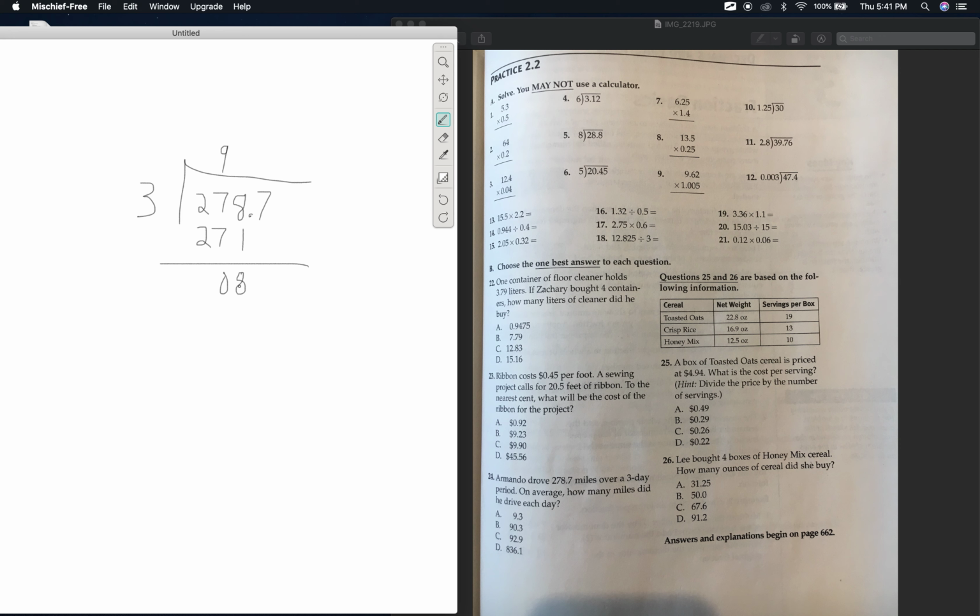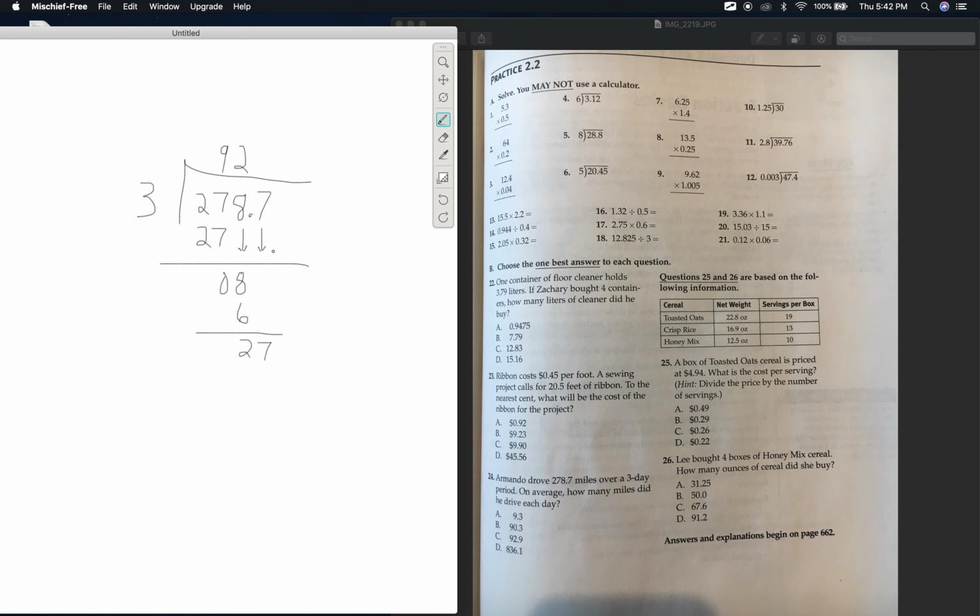3 goes into 8 2 times. Okay, 2 times 3 is 6. 8 minus 6 equals 2. Does 3 go into 2? It does absolutely not. So we bring down the 7. Let me put these little arrow-looking things so we don't think they're numbers. They're 1s next to this 27.